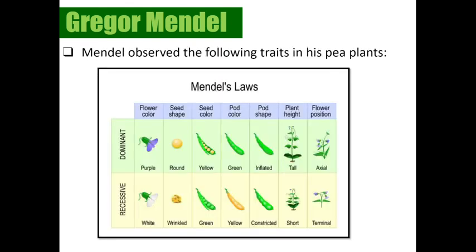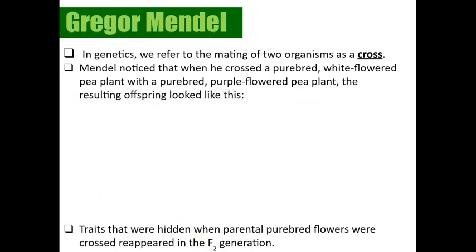So Mendel observed the following traits in his pea plants. The seven traits that he studied were flower color, seed shape, seed color, pod shape, plant height, and flower position. And he determined out of all these traits which ones were considered dominant traits and which ones were considered recessive traits. So, in genetics, we refer to the mating of two organisms as a cross.